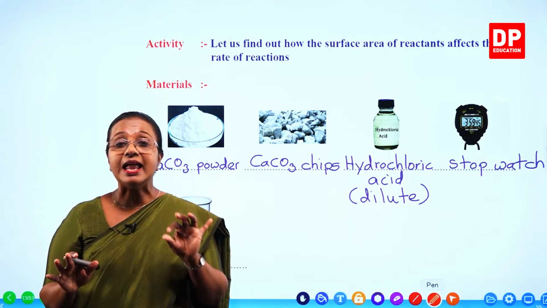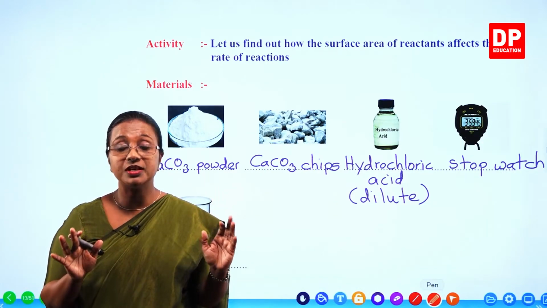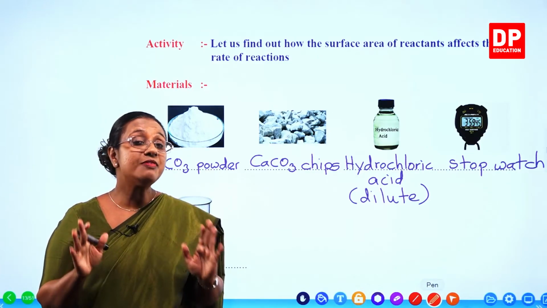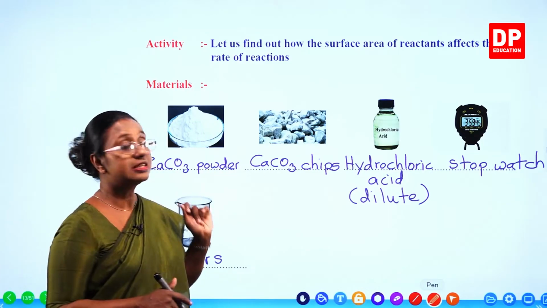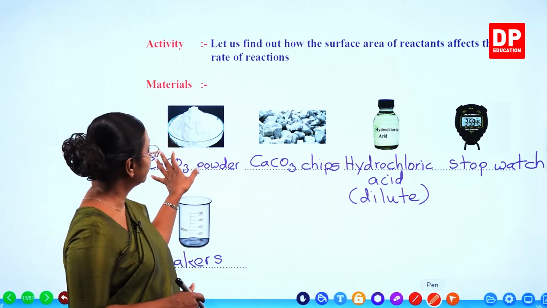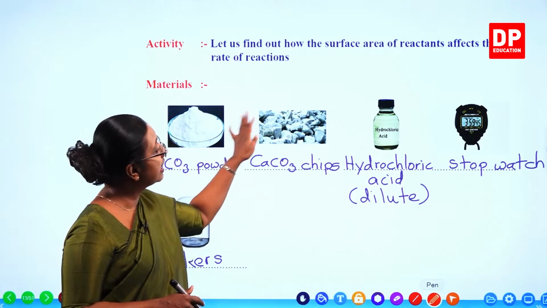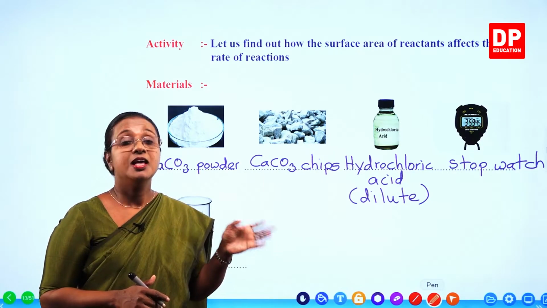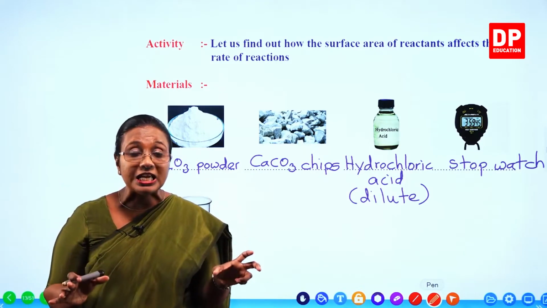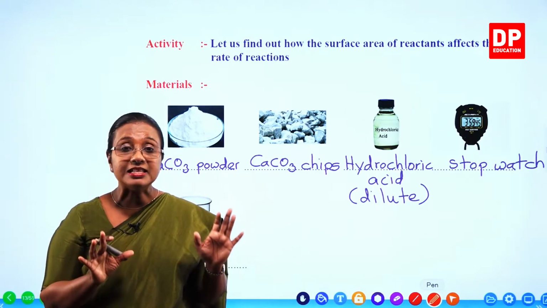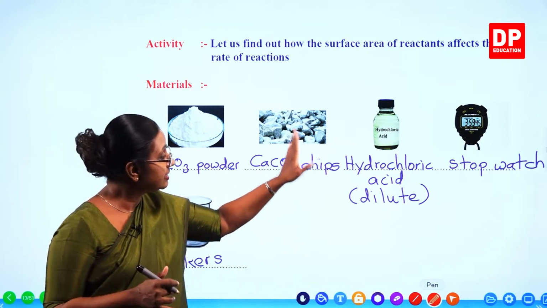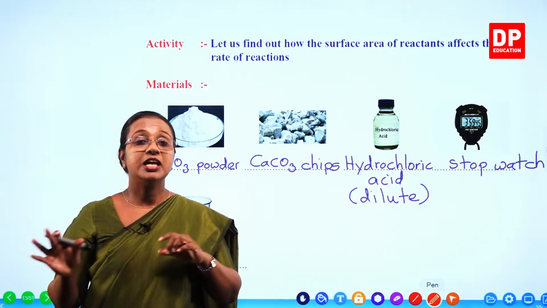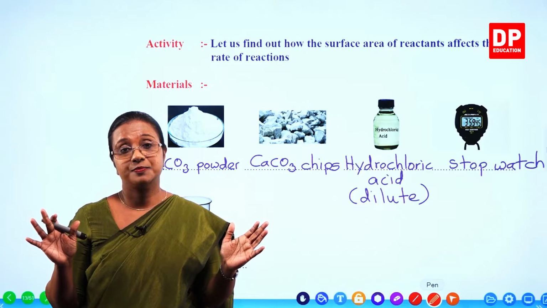So, temperature and concentration, the mass of the reactants are the same, no catalyst. So the only factor that is going to change is the surface area. So one is going to be powder, more surface area. Calcium carbonate chips, less surface area. Then what do we do? We measure equal amounts, and at the same time we take the same hydrochloric acid solution, equal volumes, into both the beakers.